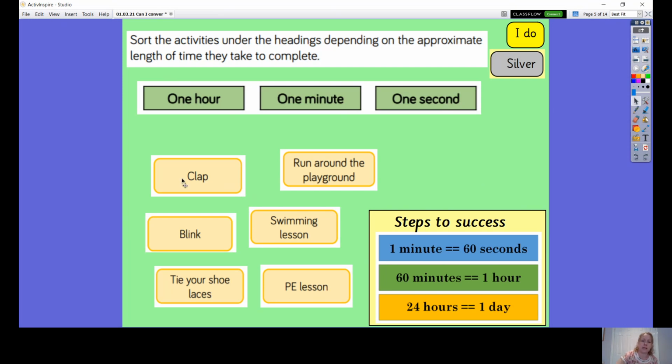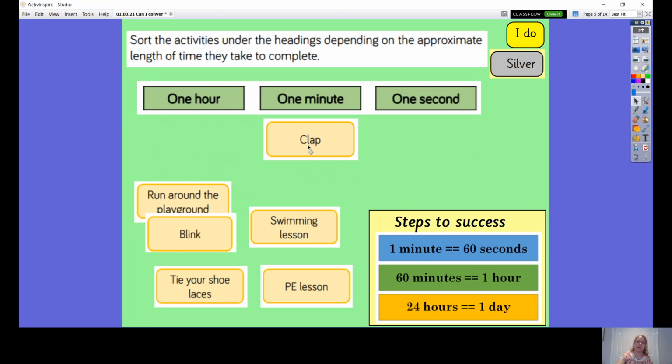Okay, let's have a look at these then. Clapping. Now I know we could clap for an hour, but realistically, I don't think anyone claps for an hour. If you think about clapping at the end of a show or something, we would generally clap for about a minute. 1 second would be too quick, wouldn't it? We couldn't do much clapping in a second. So I think clapping is going to go under 1 minute. You think about when we're clapping people at the end of assembly and stuff like that.